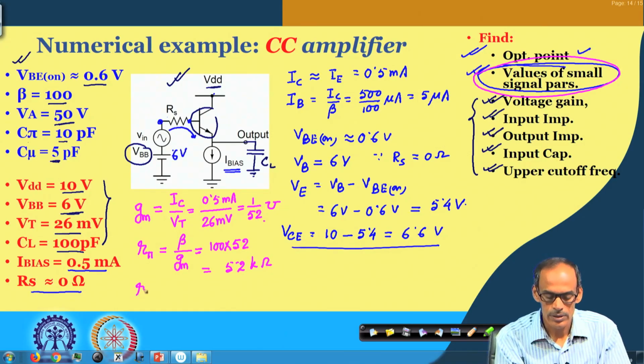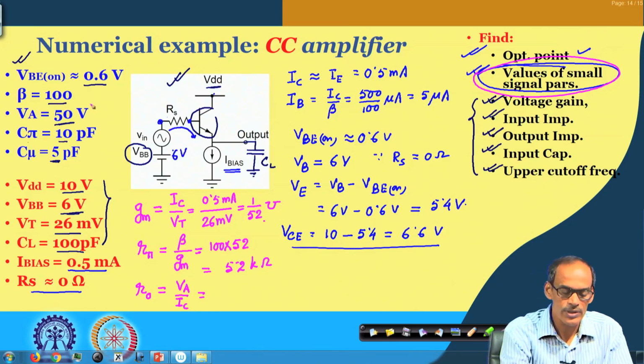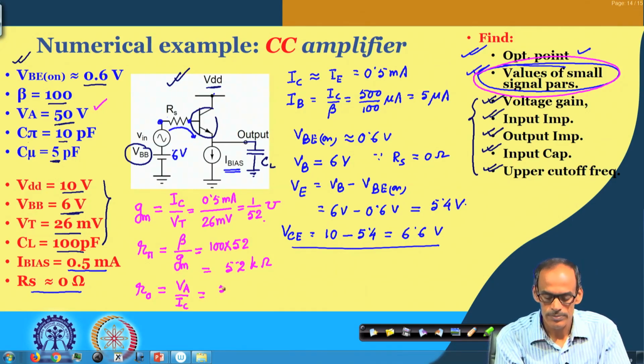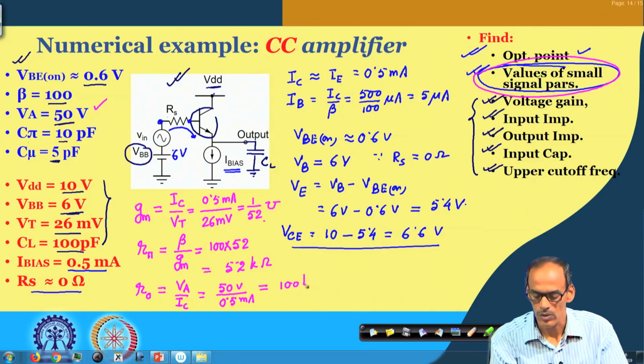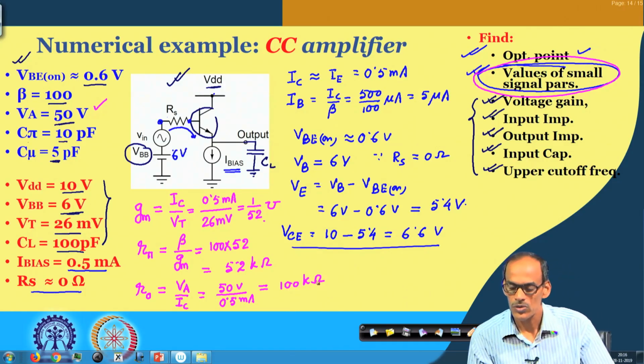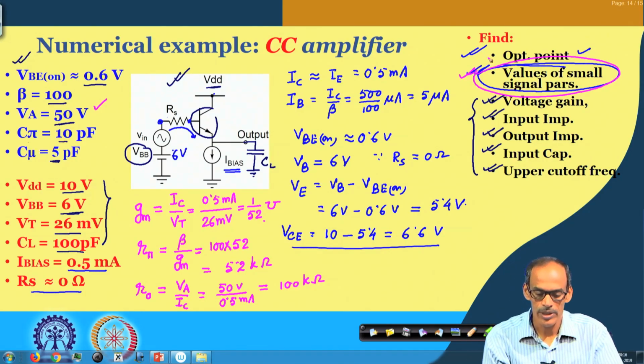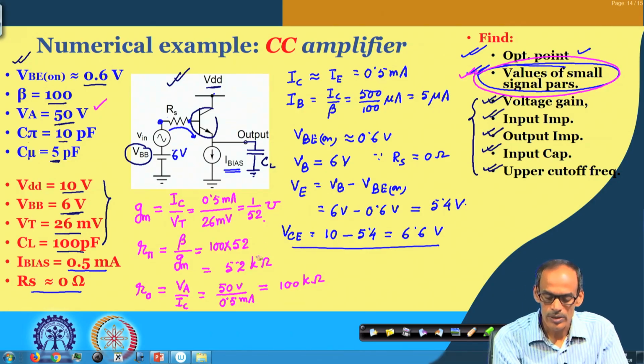On the other hand, the collector to emitter terminal resistance r naught, which is early voltage VA divided by IC. Now, early voltage is given here, it is 50 volt divided by 0.5 milliampere. So, that is equal to 100 kilo ohms. So, now we obtain the small signal parameters. So, you can recall these numbers.